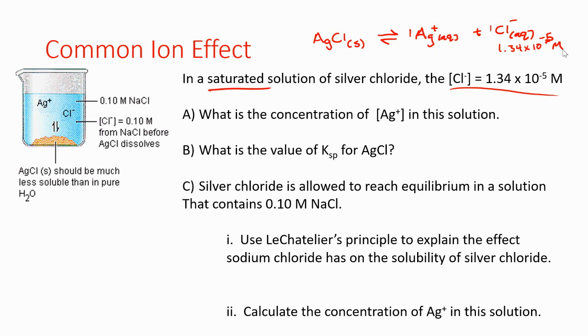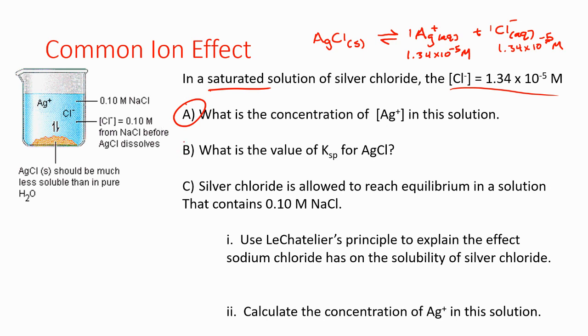Here's the tricky thing that a lot of people miss out on. If Cl minus is 1.34 times 10 to the minus 5, and I'm at equilibrium, then Ag plus is also 1.34 times 10 to the minus 5 molar. Okay, so we have just answered the question given in A.